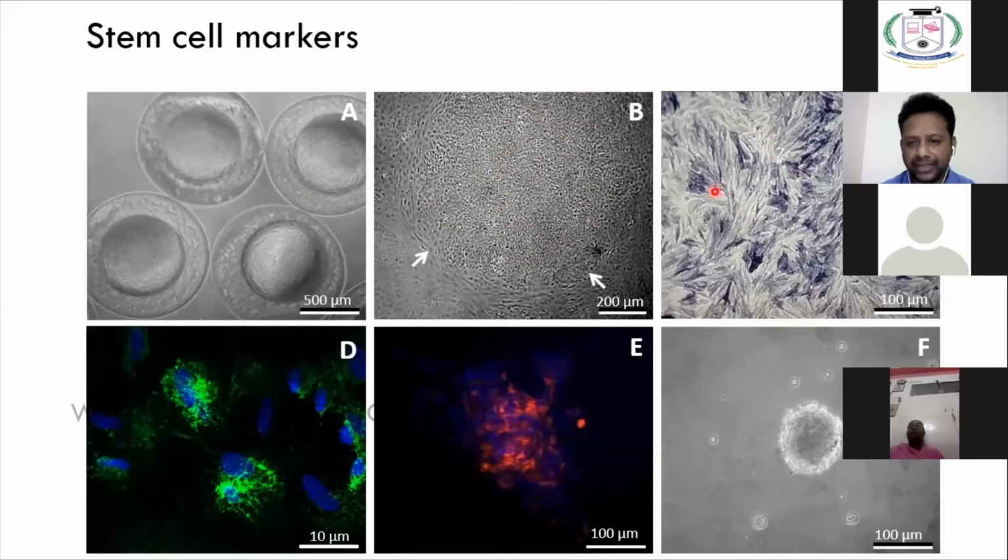Stem cells also express high alkaline phosphatase activity. Then these cells are positive for OCT4, a transcription factor expressed only in undifferentiated cells. SSEA1 is also an undifferentiated marker. Then this is called an embryoid body, a 3-dimensional aggregate grown in suspension. Only stem cells have these features. These are the characteristic features that only stem cells display.